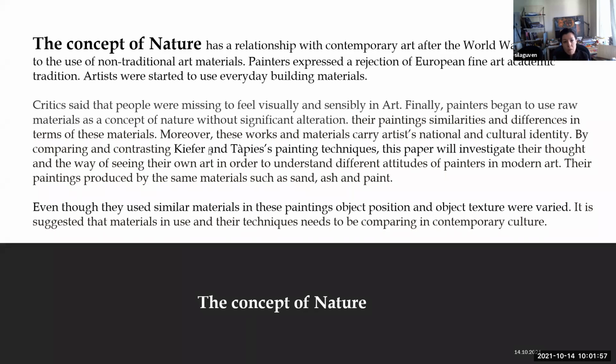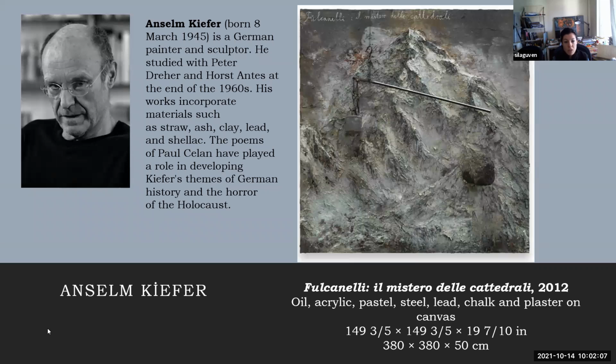So I talk about Kiefer and Tapies paintings because they are similar paintings, but they are made in different ways. Everybody knows Anselm Kiefer. Yes. So he's making works about the Holocaust. He's using clay, ashes, straw on paintings, but these are very big paintings. You know already that. So I give some examples of that.